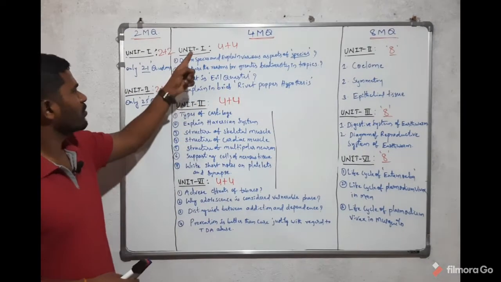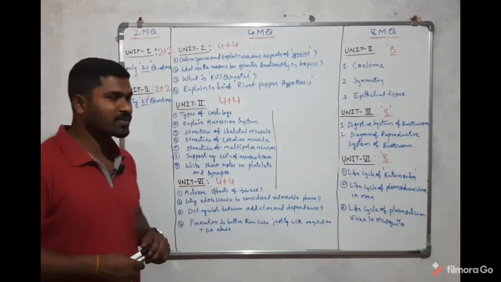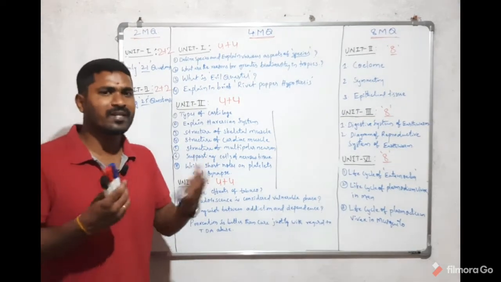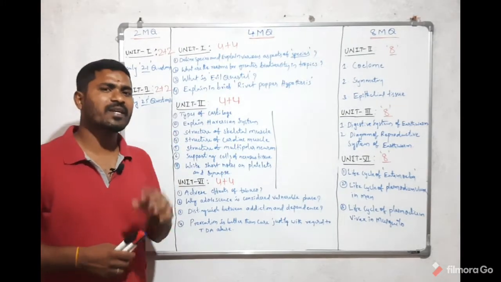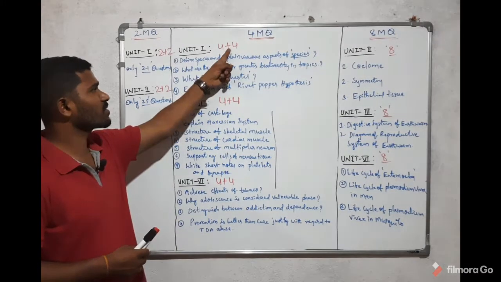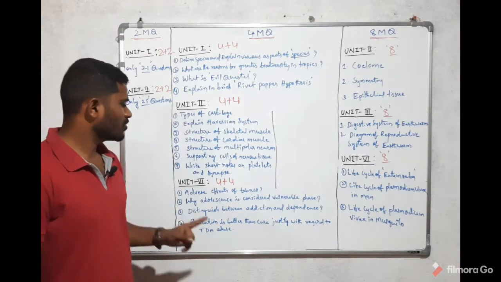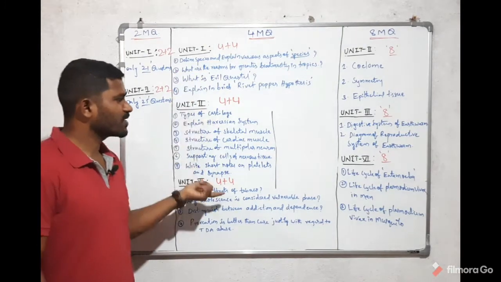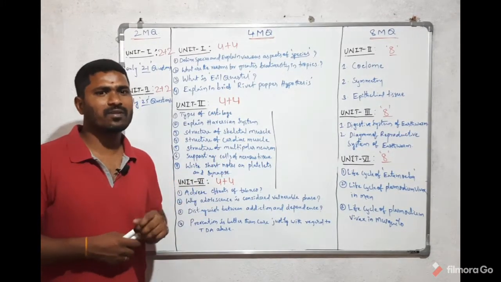When we see the 4 marks questions, there are 3 units with weightage: unit 1, unit 2 and unit 6. These 3 units have more weightage for the 4 marks questions, which means 2 4-marks questions are asked from unit 1, 2 from unit 2, and 2 from unit 6. That's why these 3 units have very high weightage for the 4 marks questions.